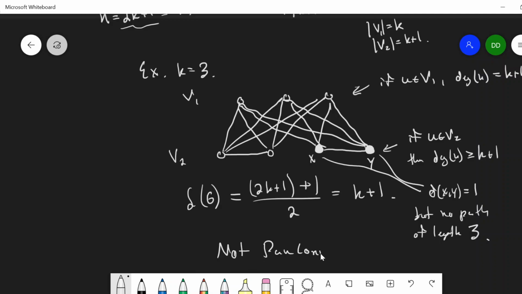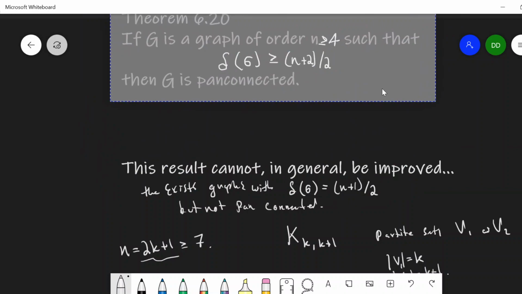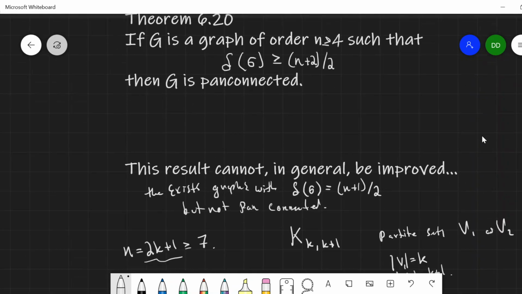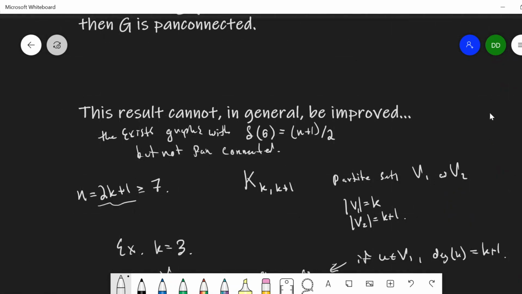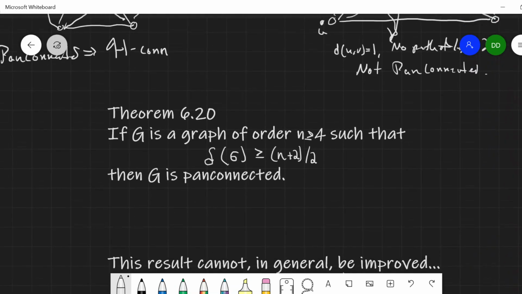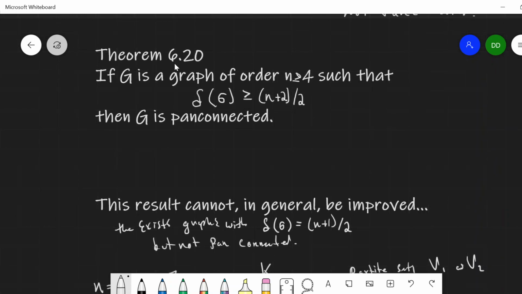So that's showing that this theorem above is sharp. We cannot improve that condition at all in general and still guarantee that the graph is pan-connected. You might be able to guarantee it in special cases. For example, these are all of odd order. Maybe if you restrict yourself to even order graphs, you can change it. But in general, you can't change it and still get the same general result. So that was question 1 that I posed answered, which was, is this best possible? And yes, it is best possible.